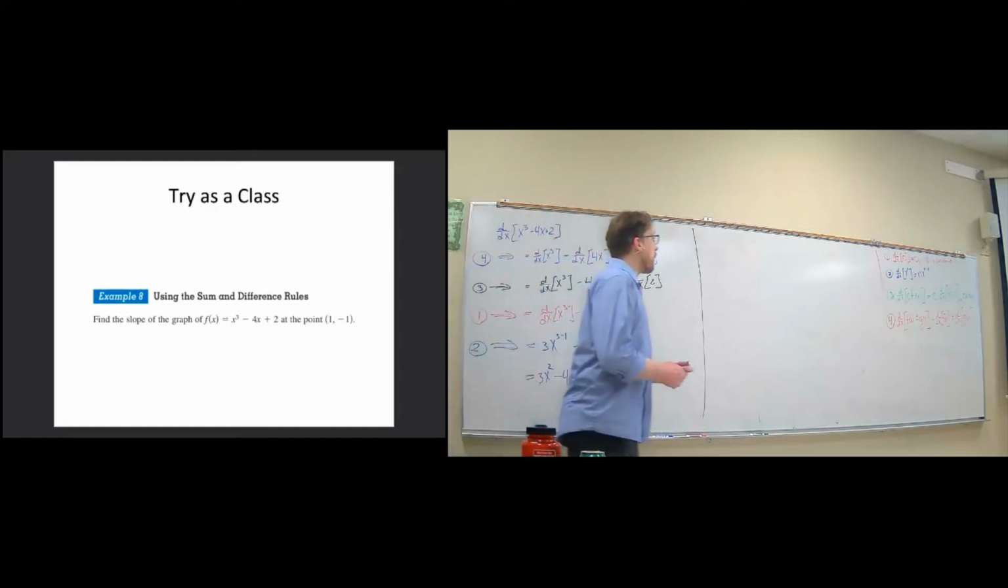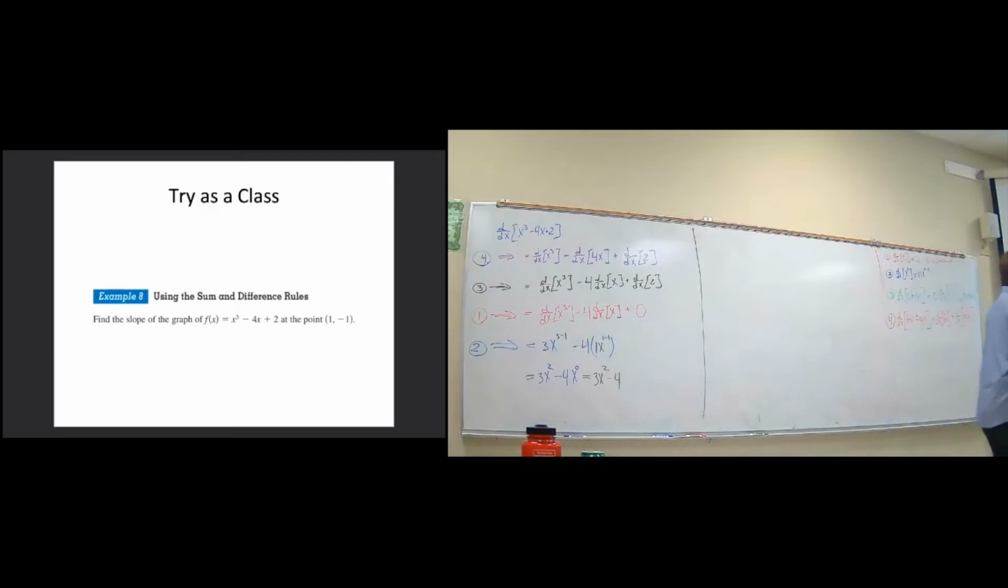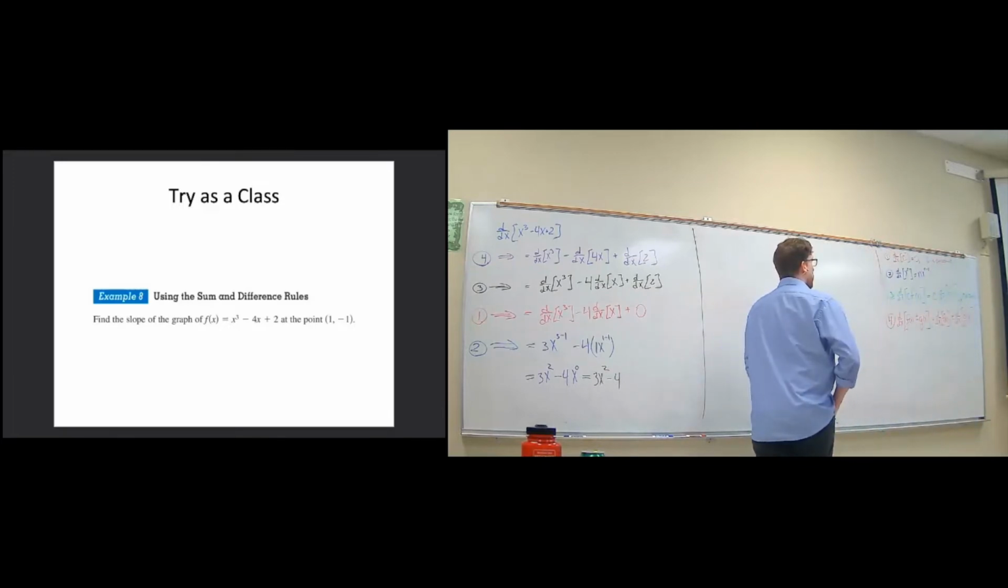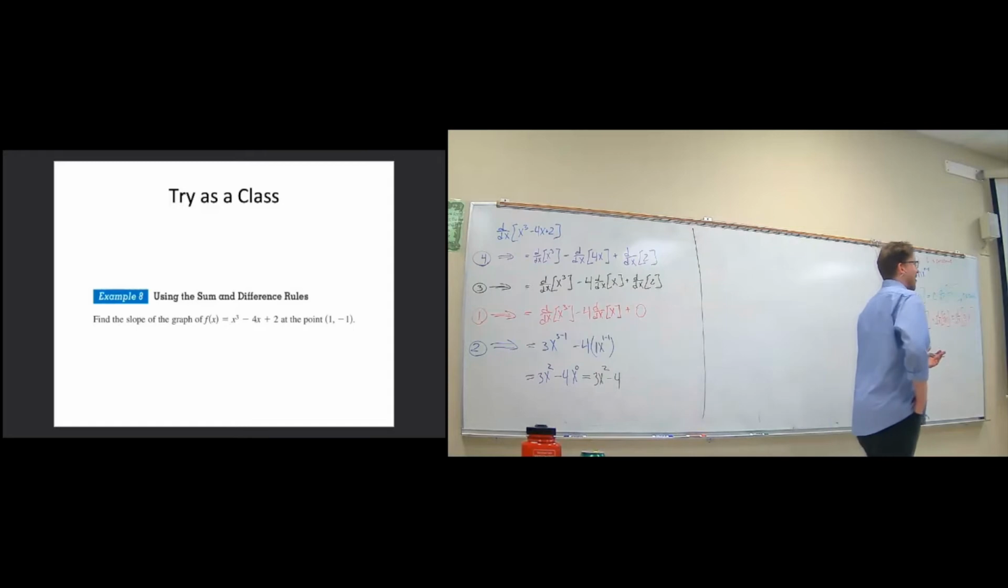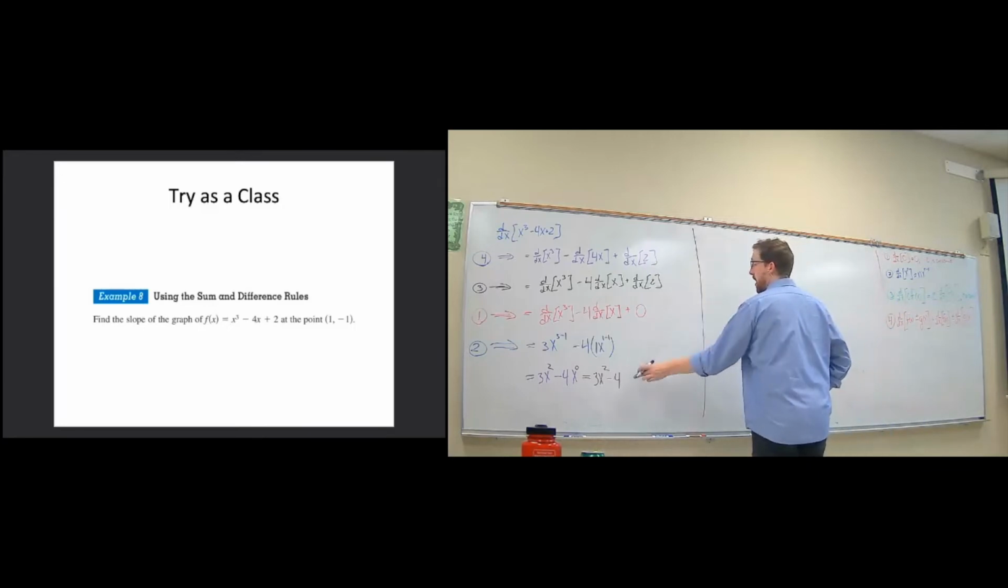Now, coming over here, we want to find the slope of the tangent line at the point 1, -1. So first, let's make sure that that's a point even on our graph. Plug in 1, you get 1 cubed, that's 1, minus 4 times 1, so that's 1 minus 4, so we have -3, plus 2, it's going to be -1. So 1, -1 is a point on our graph.